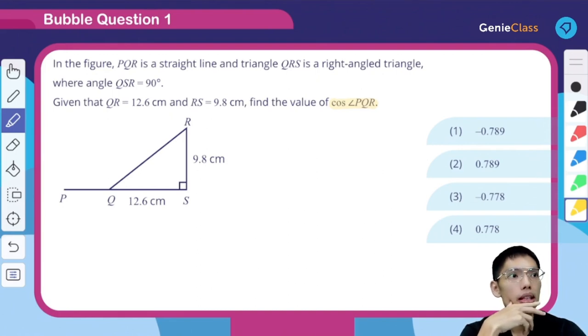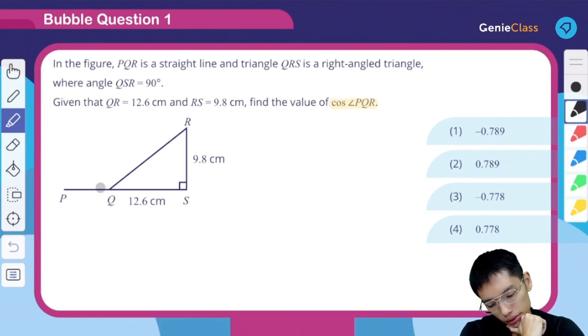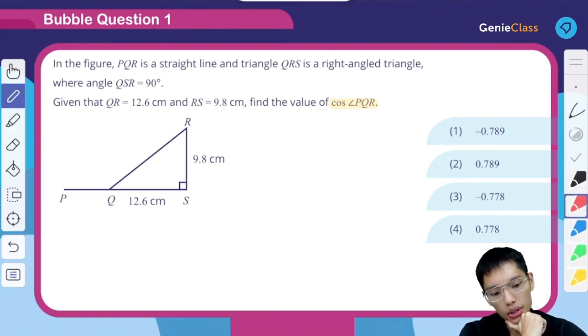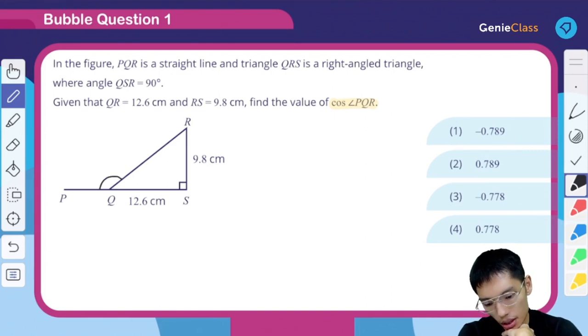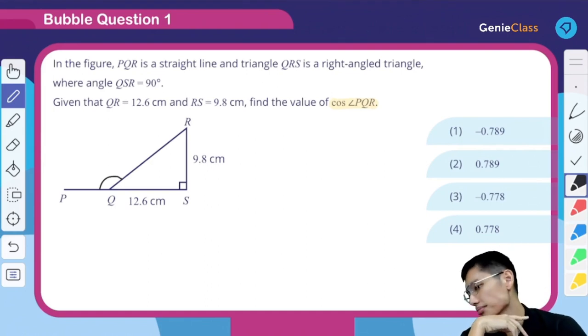You have about 1 minute left. My responses are going good, that's good to see. Take note, where is my angle PQR? Always try to work backwards with your answer in mind. Where is my angle PQR? And with this angle PQR, how do I locate the cosine of an angle? In this case, how is this angle working?